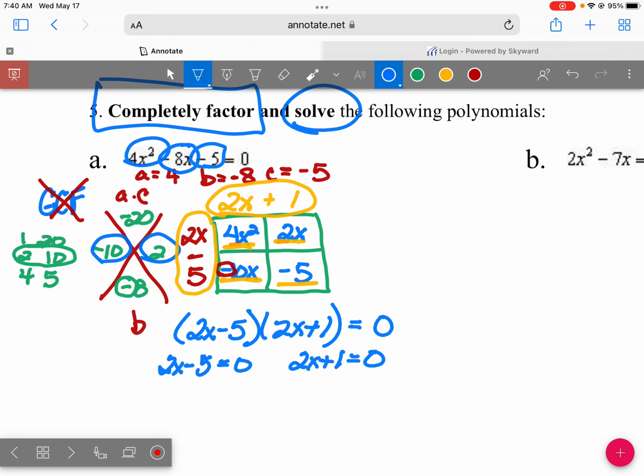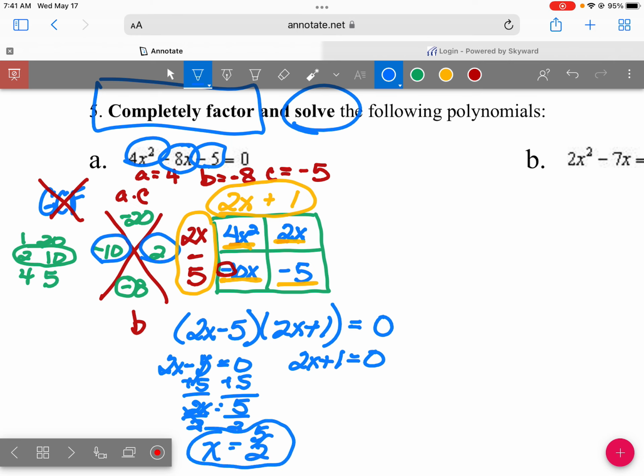So over here on the left, 2x minus 5 equals 0. Add 5 to both sides. 2x is equal to 5. Divide by 2, divide by 2. X is equal to 5 halves, or 2.5. On the other side, 2x plus 1 equals 0. Subtract 1, subtract 1. 2x is equal to -1. Divide by 2, divide by 2. X is equal to -1/2.